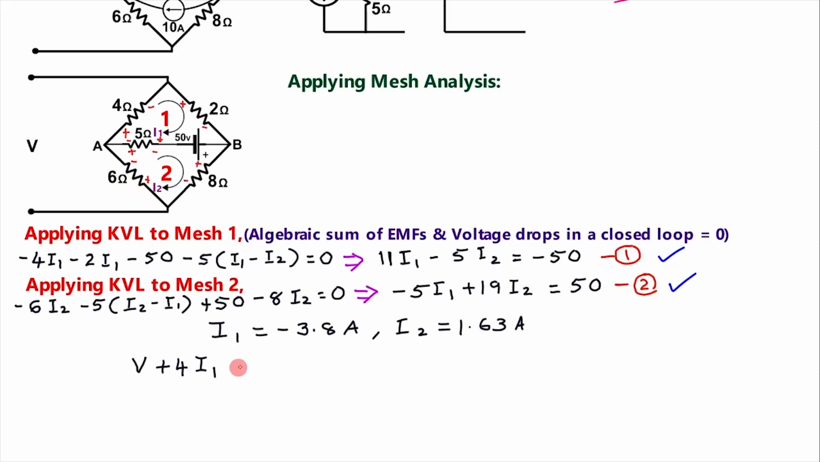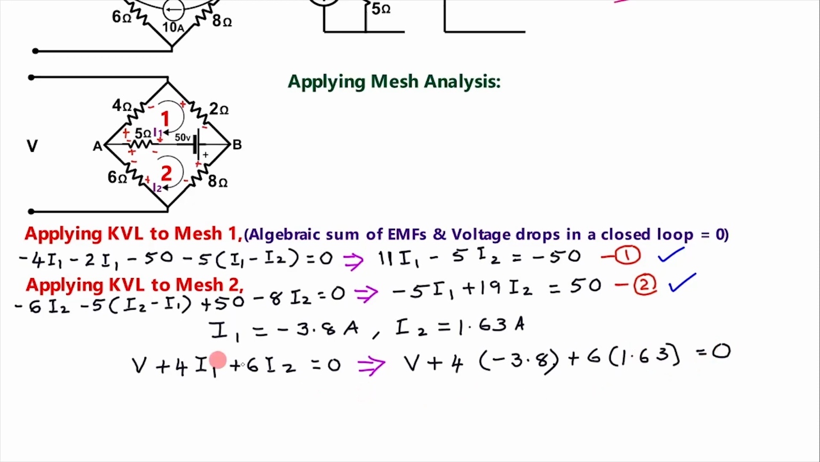minus to plus, rise in potential, plus 6 into I2 is equal to 0. Substituting the values of I1 and I2, V plus 4 into I1 is minus 3.8 plus 6 into 1.63 is equal to 0. Solving this one, we will get V is equal to 5.43 volt.